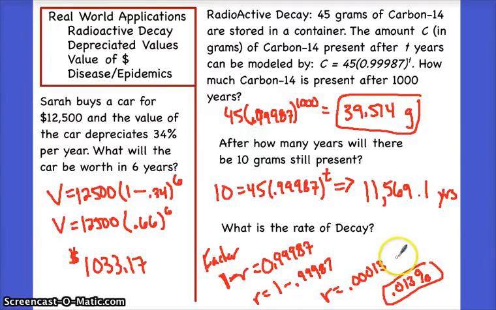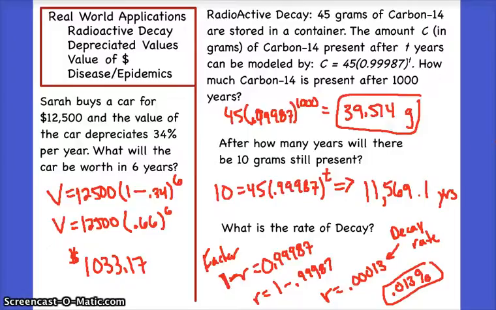That again is your rate. This is your decay rate. So again, we're going down by a very, very small amount, just barely more than, I guess, 1/100th of a percentage point, which is why it takes so long for carbon-14 to decay away.